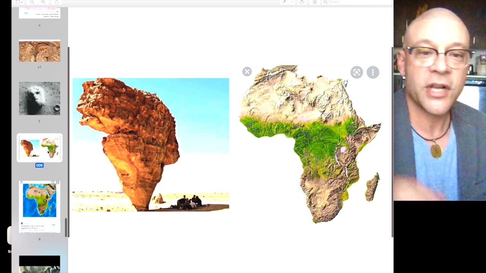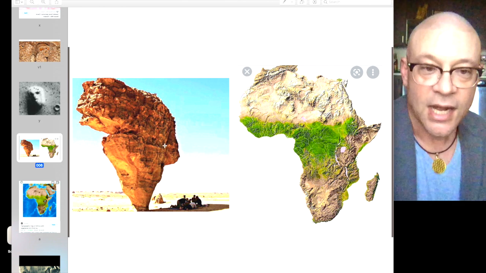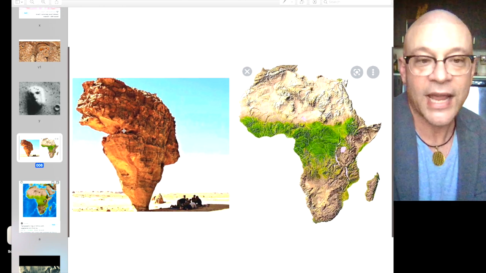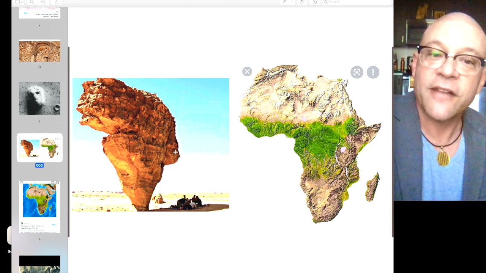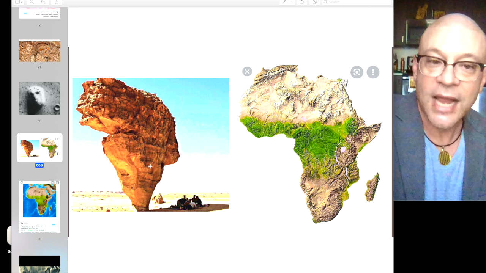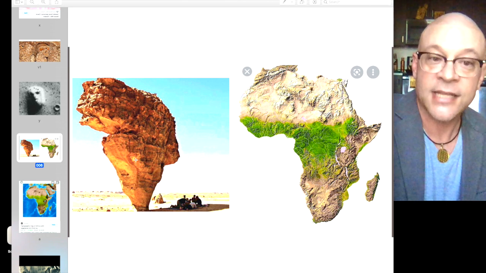Okay, so I want to come back to this for a second because I think this also, look at that. That is two stones that if you don't look at it from this angle, it looks like a Göbekli Tepe pillar.